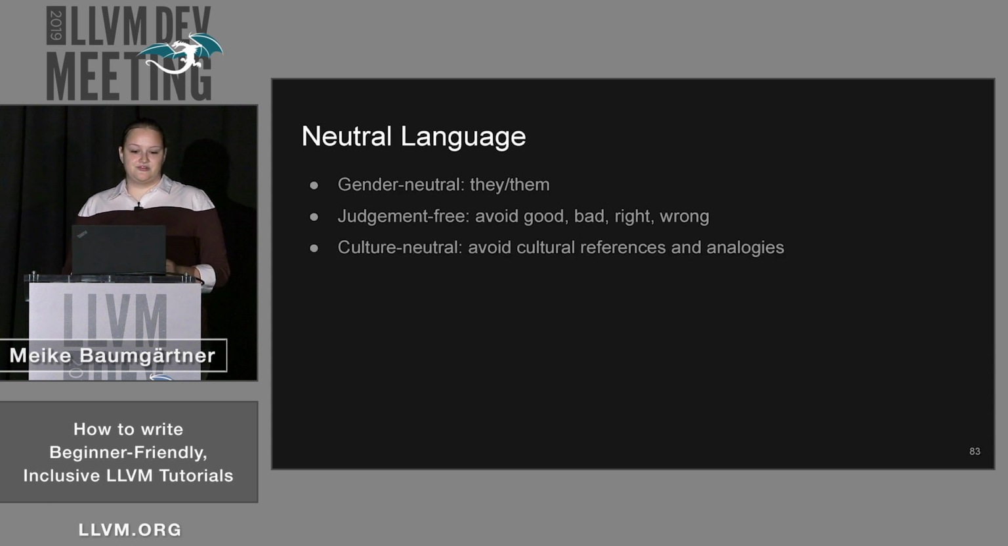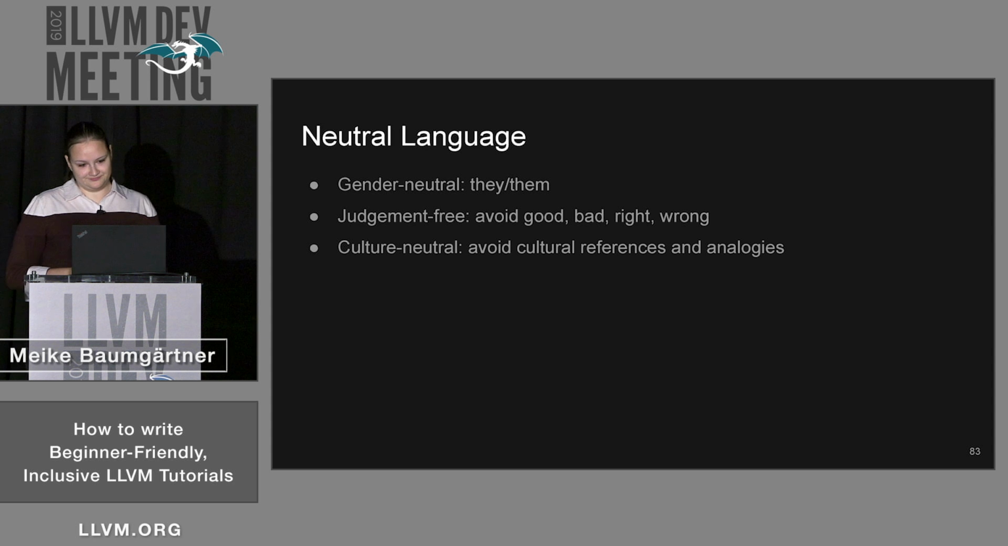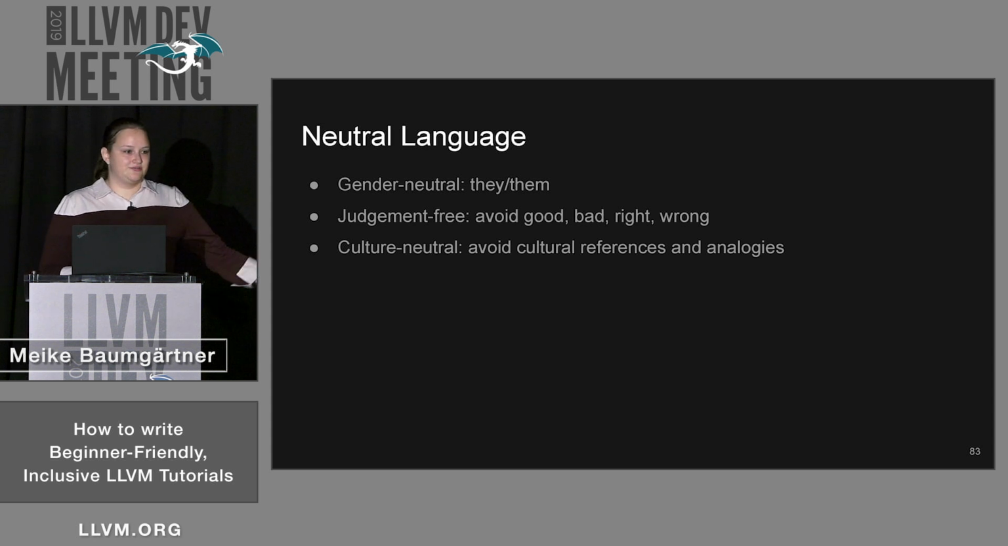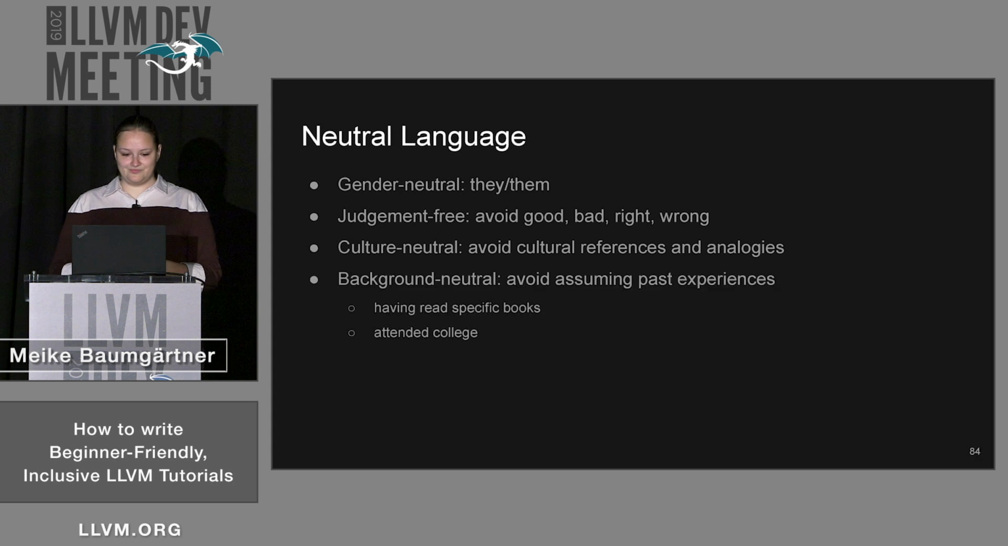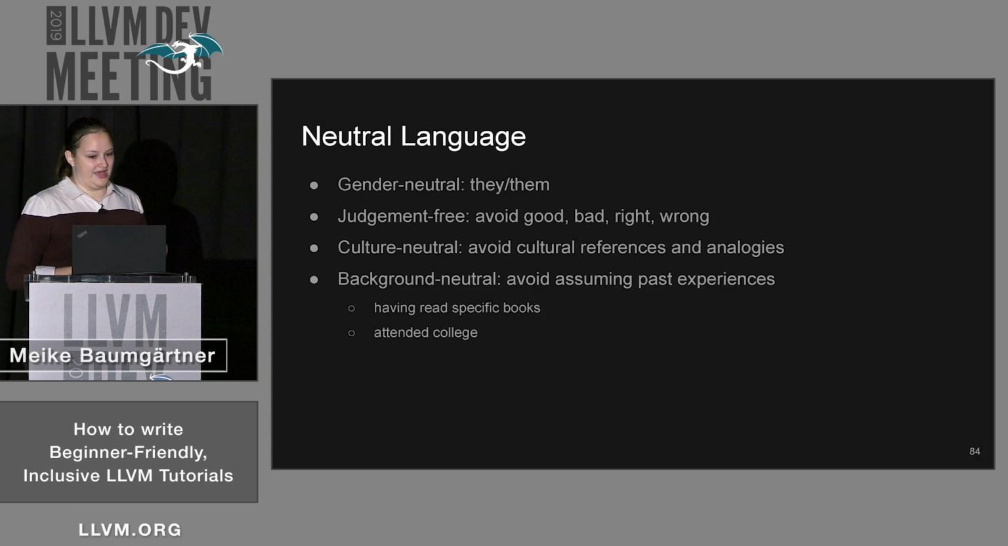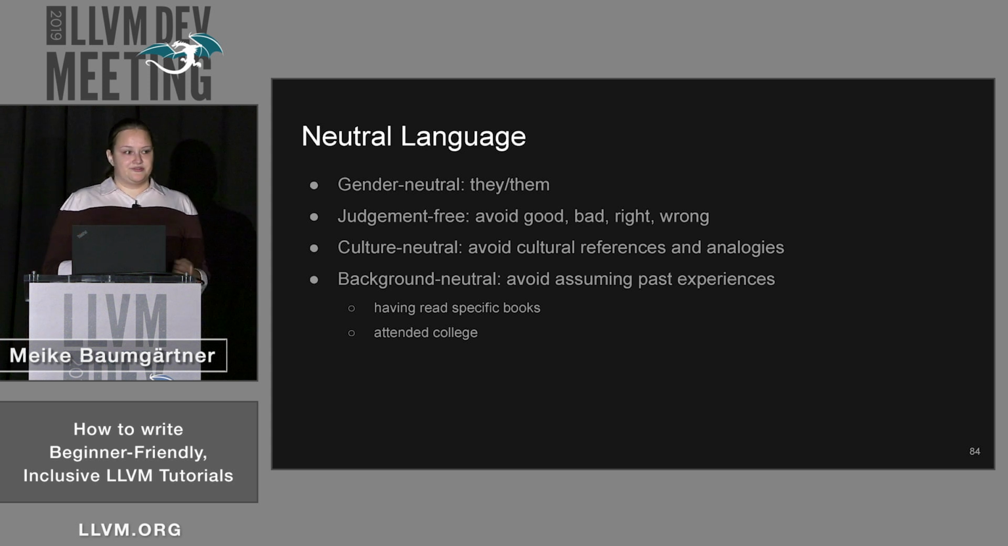Culture neutral. Avoid cultural references and analogies. This goes to like some TV shows that explain something that maybe in your country everyone has seen, but you know, your country is not everyone's country. Background neutral. Avoid assuming what people have done in their past. Not everyone has read the Dragon book, for example, so constantly referring to that to explain concepts might be awful for the people who have not read that book. Lots of people have not attended college, so they don't know the experiences you made there.